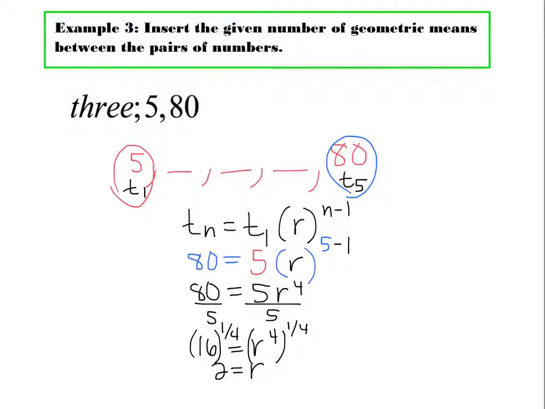We would just multiply each term by 2. So 5 times 2 is 10, and then 20, and then 40. And then if we multiply by 2 again, we'd get to 80. So we know we did it right.